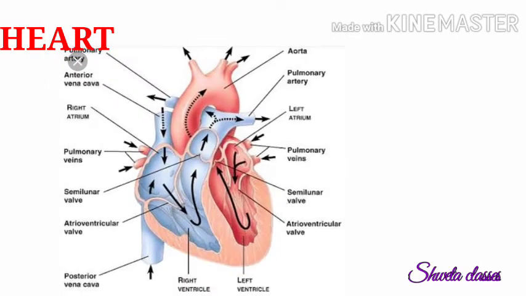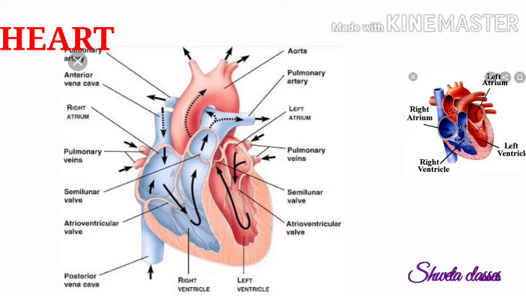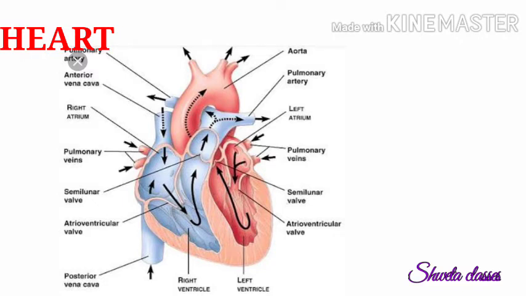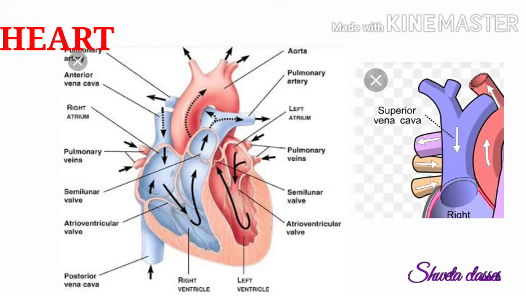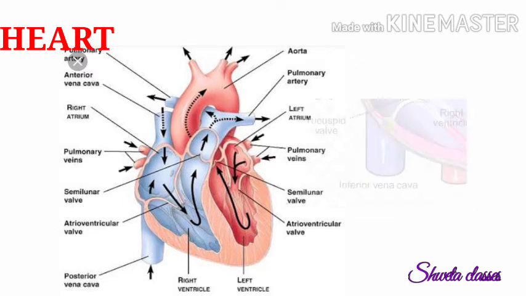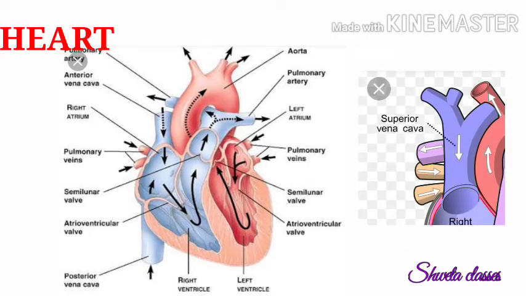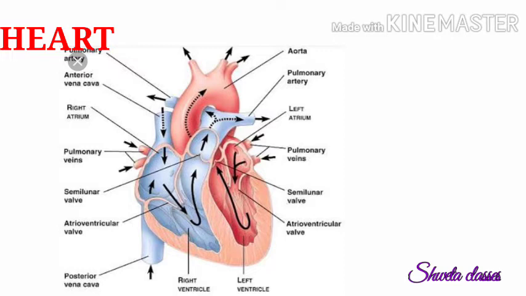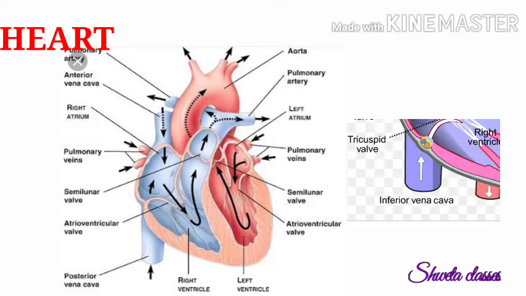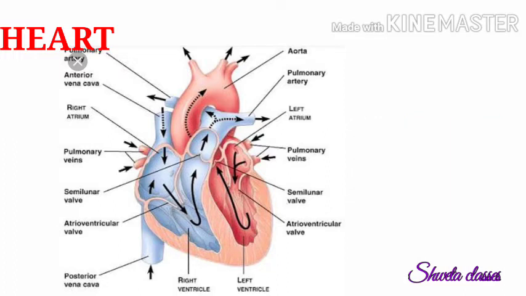So now we see the graphical part of the heart. The heart has four chambers as we discussed: right atrium, right ventricle, left atrium, left ventricle. There are two vena cava that we call the superior vena cava and inferior vena cava. The superior vena cava carries the impure blood from the upper part of the body, and the inferior vena cava carries the impure blood from the lower part of the body to the heart.